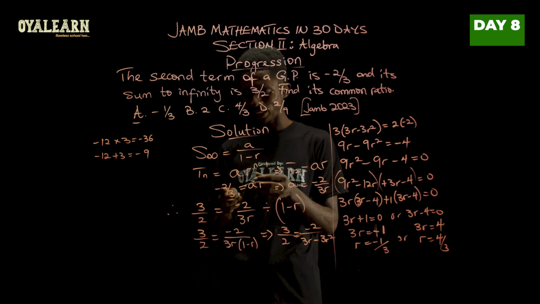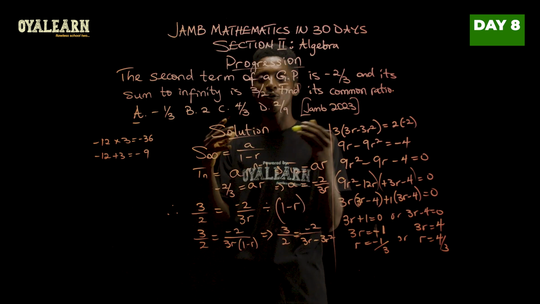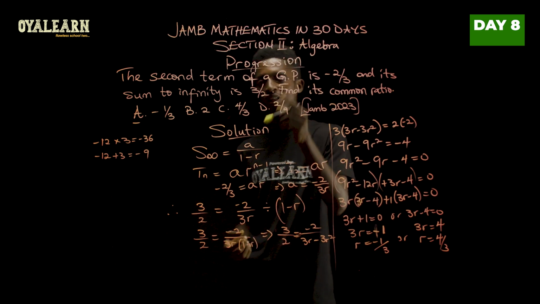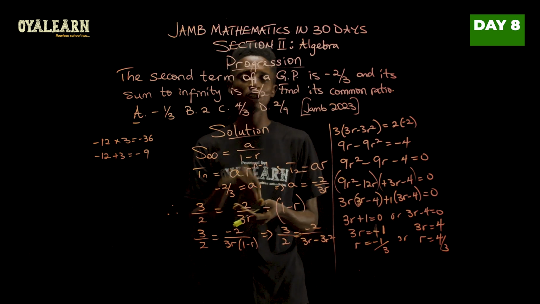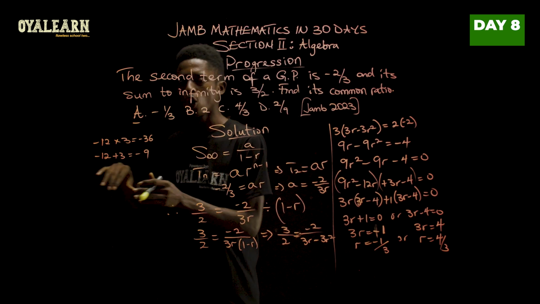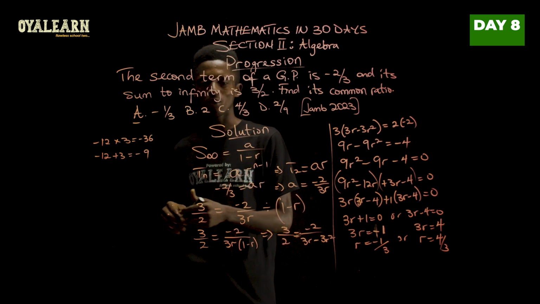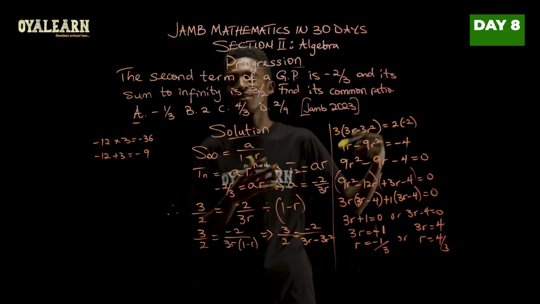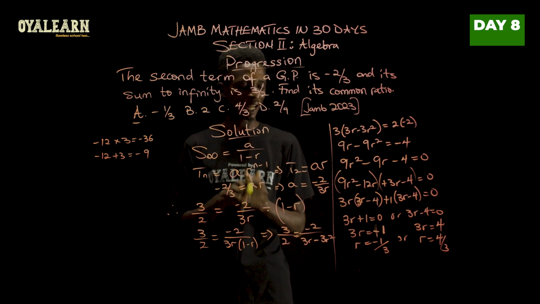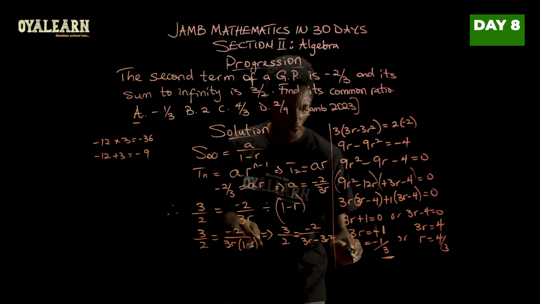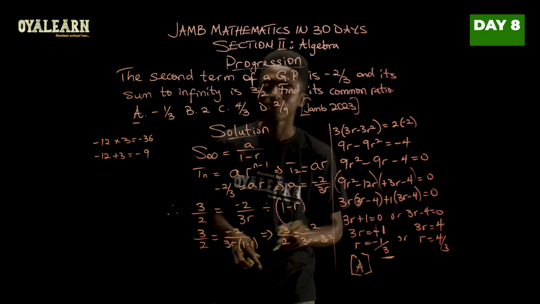But what I said from the beginning is that when you're trying to solve for sum to infinity, you can only get sum to infinity of a GP when your common ratio is less than 0, that is negative numbers. You cannot work with it when it is greater than 0. So in that case, minus 1 over 3 remains the answer, so we pick option A.